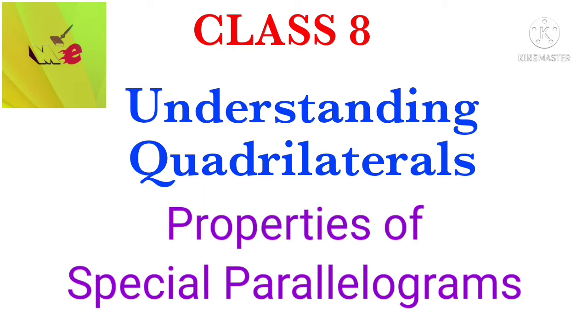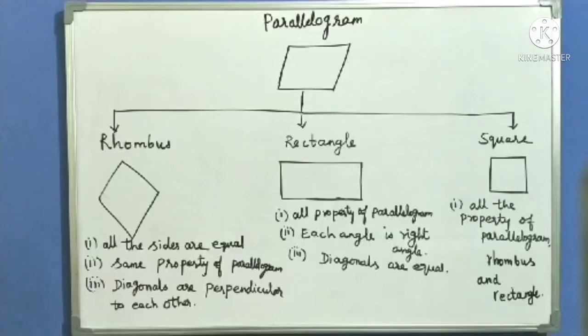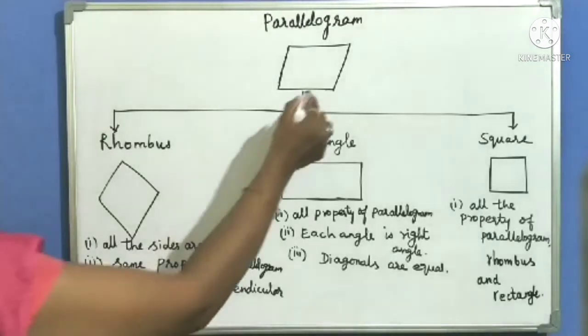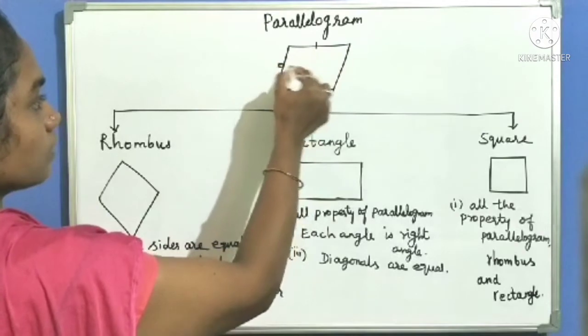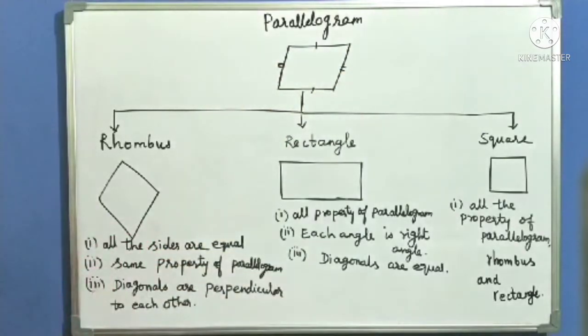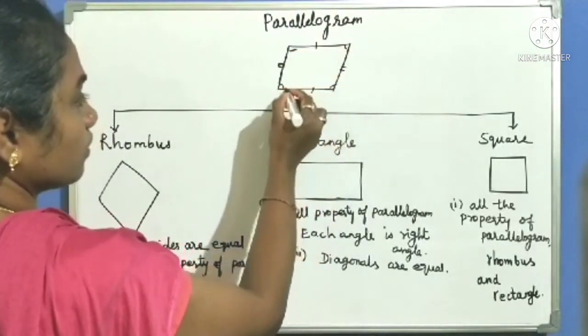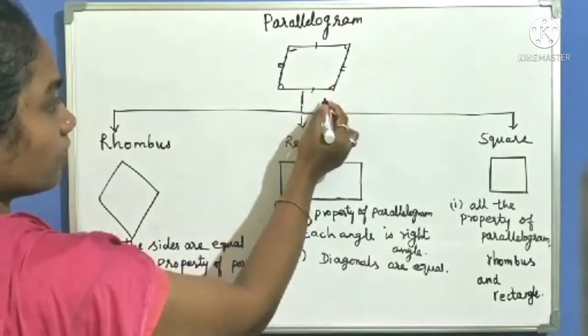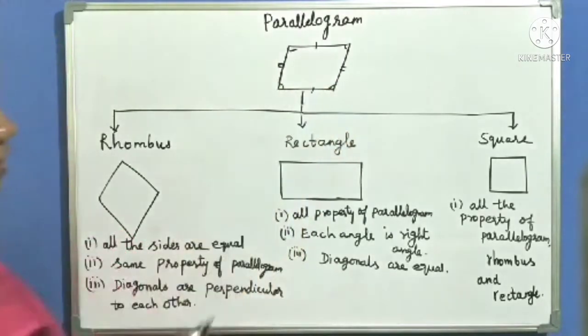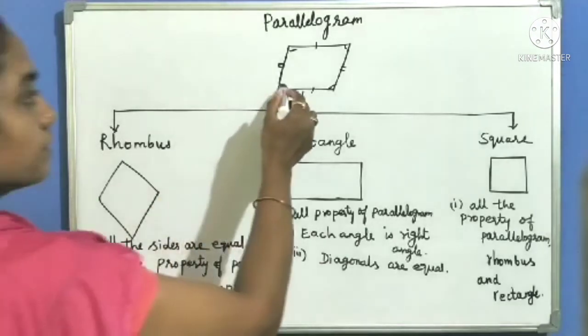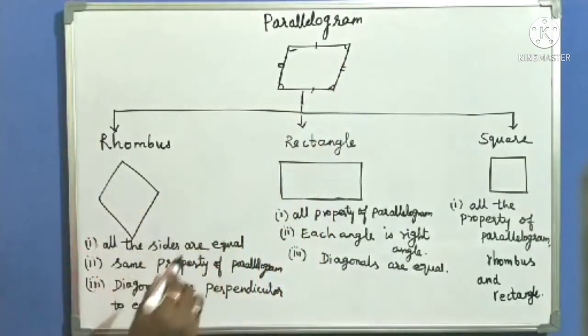Let's go to the session. Properties of parallelograms: opposite sides are equal and parallel, opposite angles are equal, adjacent angles are supplementary, and diagonals bisect each other. So these are the properties of the parallelogram.